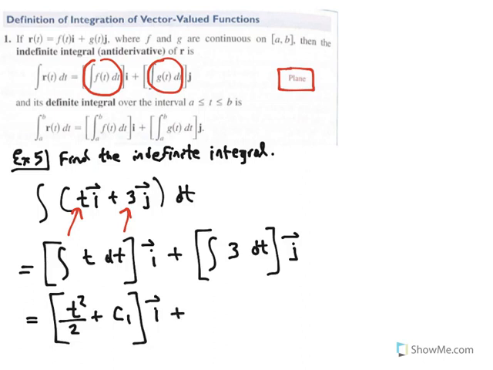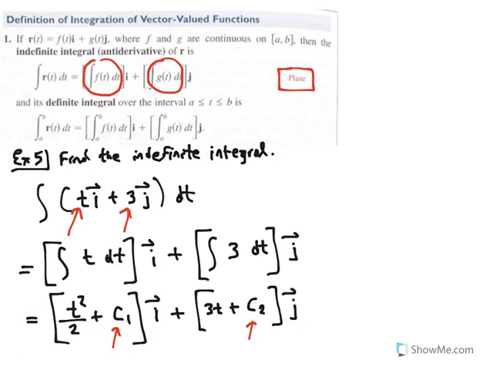And then for the vertical component, an antiderivative of 3 with respect to t would be 3t plus a constant of integration that we will call c sub 2, to distinguish it from c sub 1. And then we're going to multiply that by the standard unit vector j.